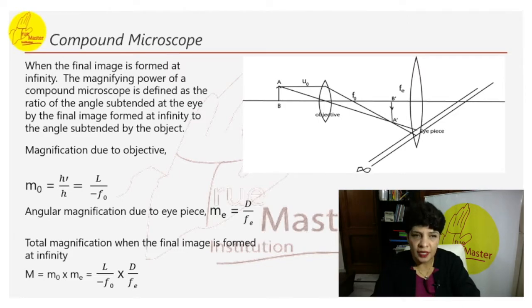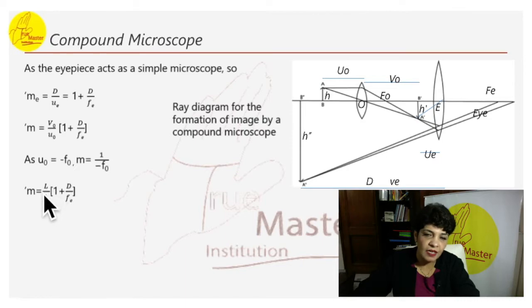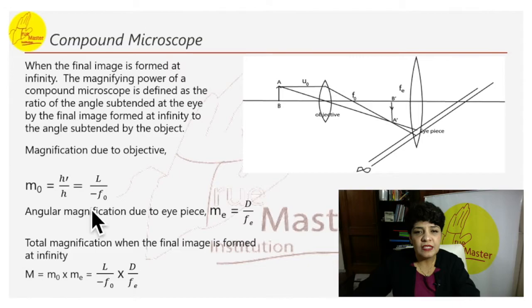Magnification due to the objective lens: what is it? We know it is M naught is equal to L by minus FO. Where are we deriving this from? We have just derived this part. This part is the magnification by the objective. So if this is the formula for MO, the angular magnification due to the eyepiece will be D by Fe.